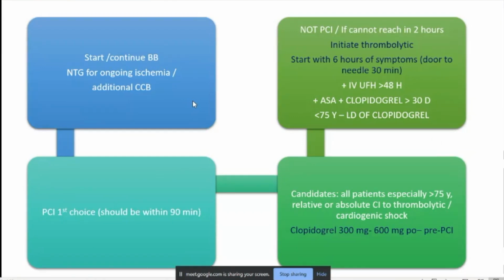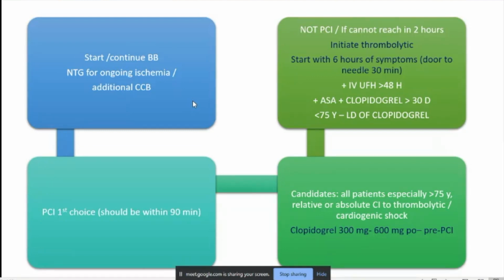What happens if the patient cannot reach the facility or the hospital in 2 hours? So sometimes, like a block came and the ambulance reached the facility after 2 hours. Now we cannot do the PCI. There is no point in doing a PCI here. So what we do is we go with a pharmaco-invasive strategy. So again, if the patient reaches the facility after 2 hours, we go with a pharmaco-invasive strategy.